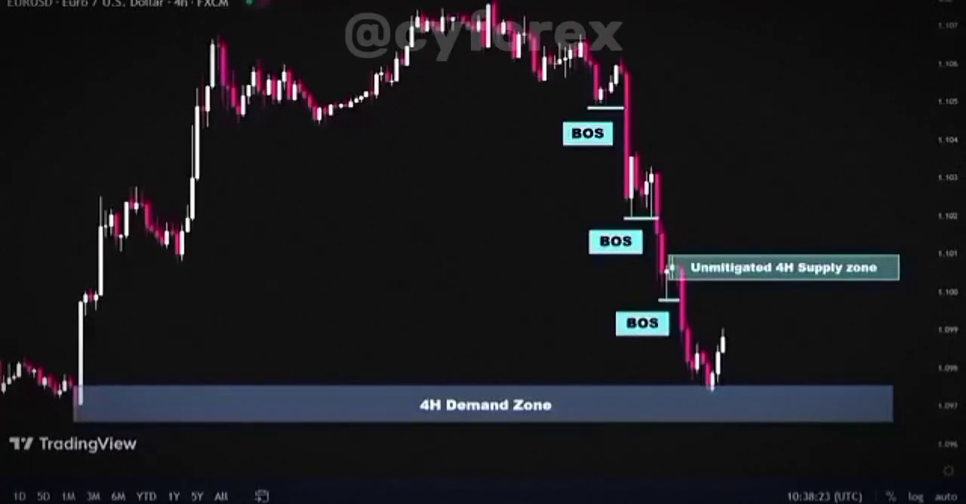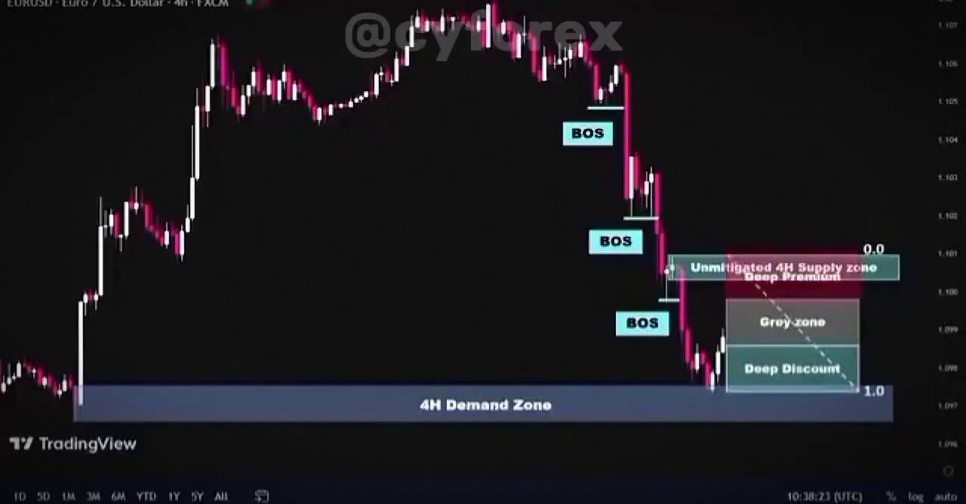closest 4-hour supply zone. To spot premium and discount zones for having a high probability trade, I'm going to pull Fibonacci tools from the highest point of this bearish impulsive movement to its lowest point. As I mentioned, I would like to take long position in this scenario, so I want to set my buy order in the blue discount zone. As you know, guys, the blue section represents a deep discount zone, which typically offers more favorable buying opportunities.